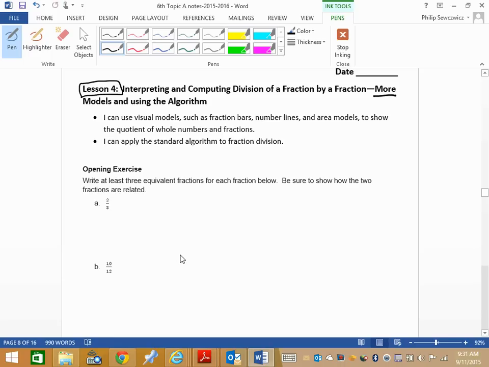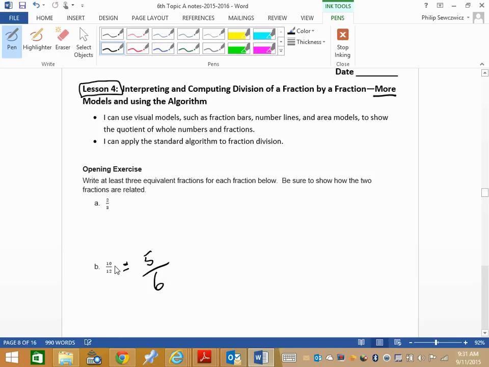So let's just jump down to 10/12s here. One way to get equivalent fractions is to simplify. We can divide both of these numbers by 2. So 10 divided by 2 is 5, 12 divided by 2 is 6. So you get the answer of 5/6.